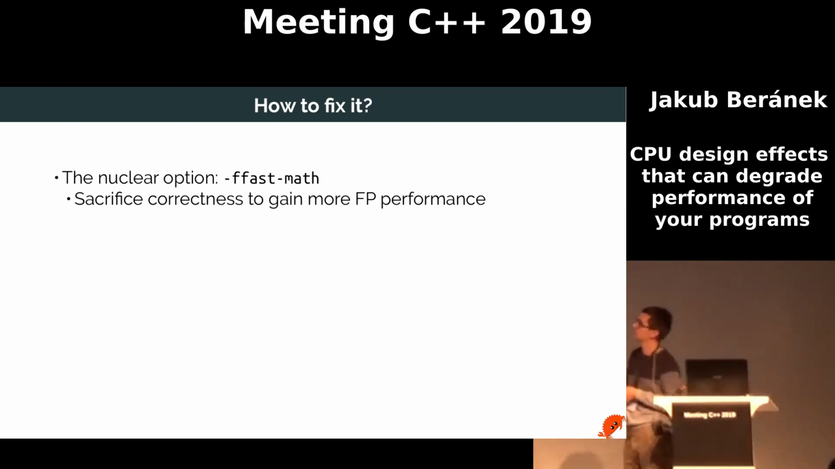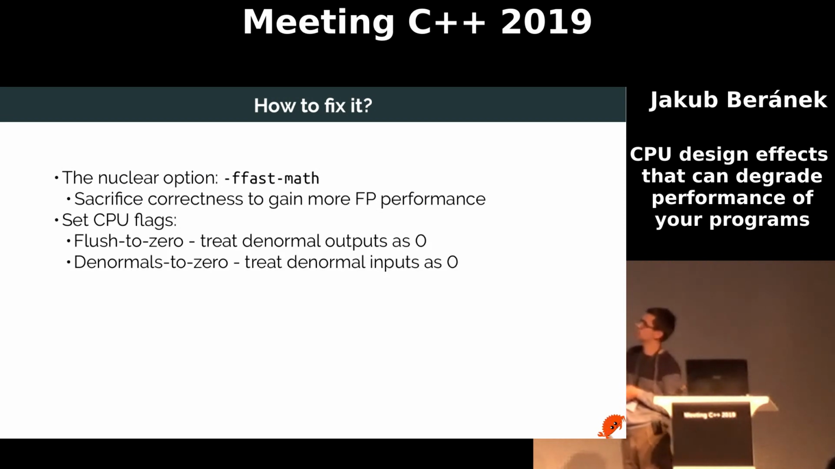If you want something more granular, you can set the following two CPU flags. The first one is called flush to zero, and it says that all floating point operations that output a denormal number will be treated as 0. So instead of outputting a denormal, they will just flush it to 0. That's exactly why it is called flush to zero. And denormals are zero is kind of the opposite. All denormal inputs to floating point operations will be treated as 0. So instead of switching to the slow path, the CPU will just say, this is 0, I won't care about those bits because it's such a small number.